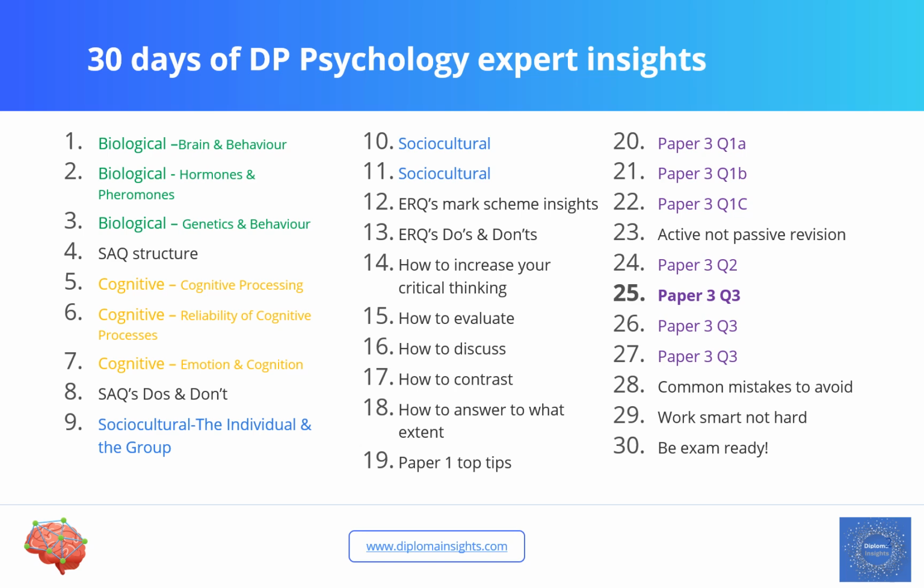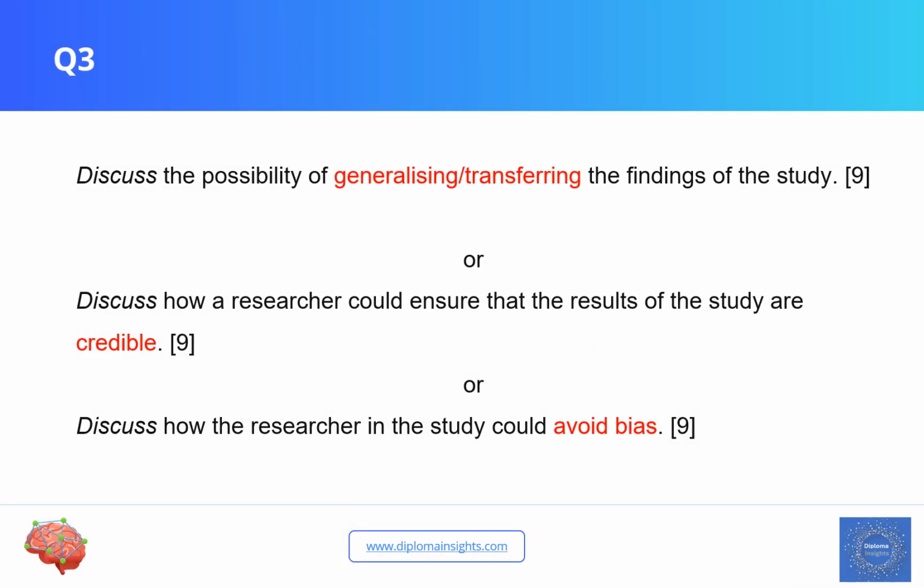In today's video, we're going to look at the final question for paper 3. Here are the 3 possible questions for question 3. We're going to focus on the first one today, which is all about the topic of generalizability.